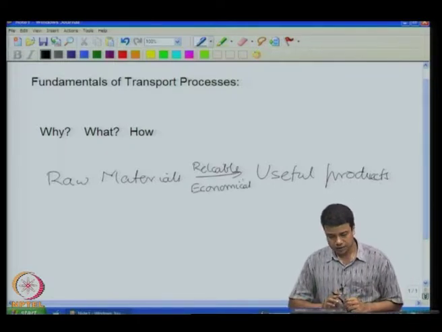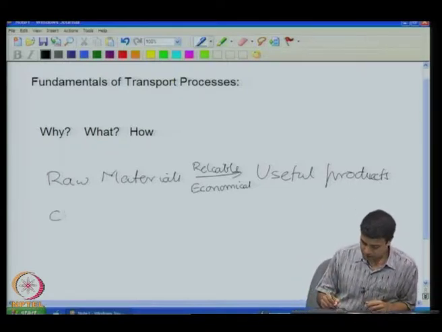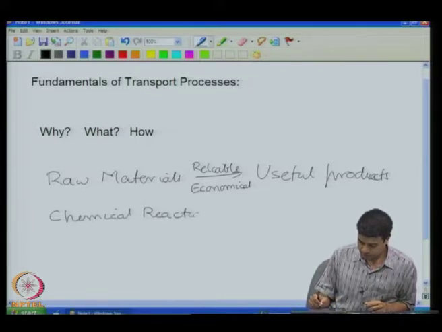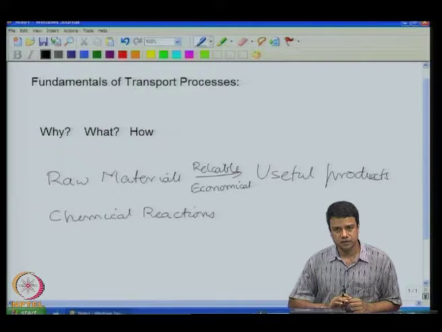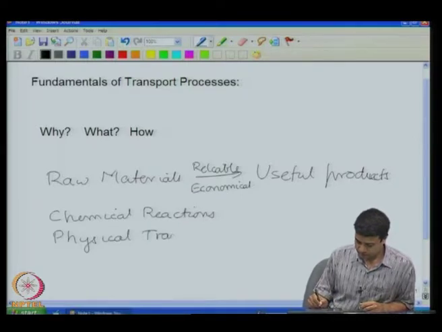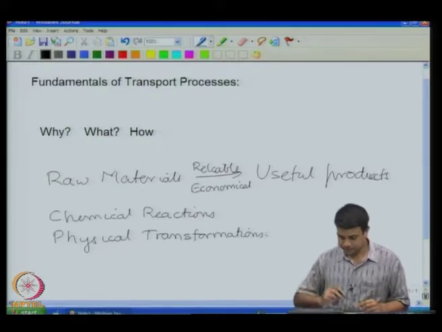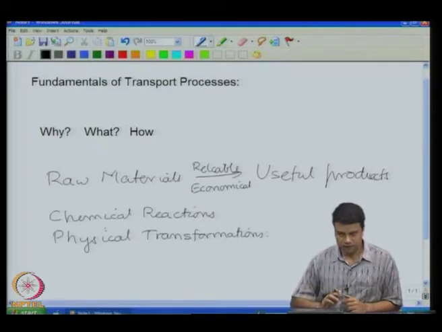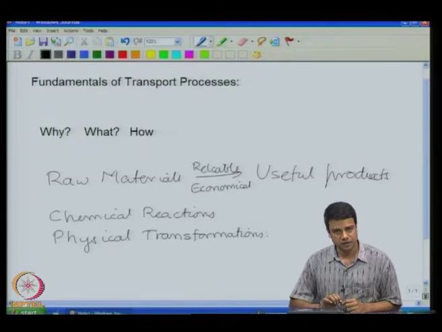These conversion processes can be broadly classified into two types. One is chemical reactions. Chemical reactions typically involve the conversion of one type of substance into another, and the second is physical transformation. Physical transformations involve processes where there is no change in the chemical composition of the materials, but there is a change in their form.